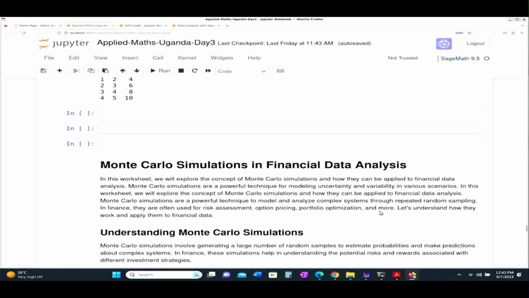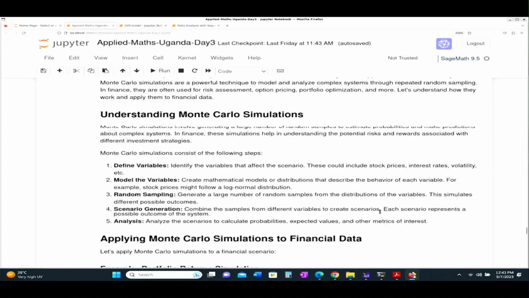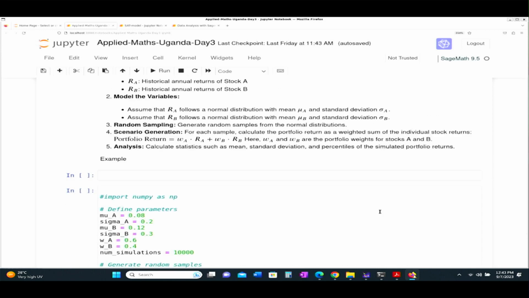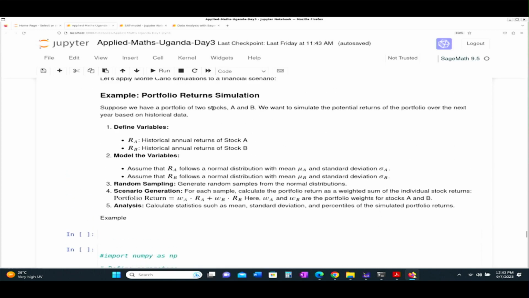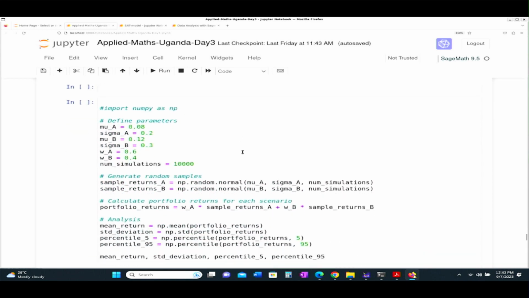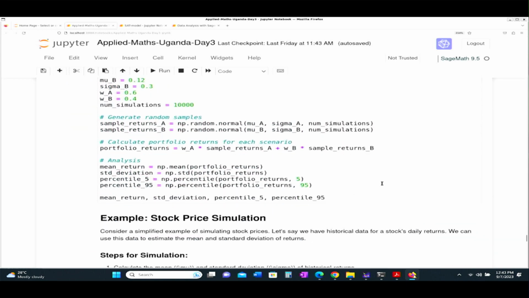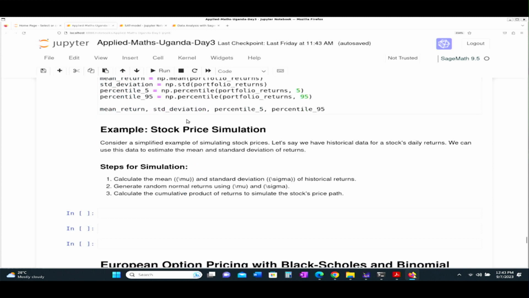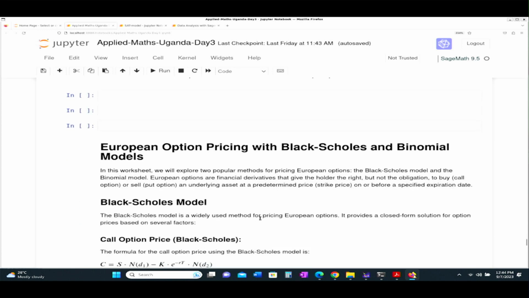So here, we're just looking at Monte Carlo simulation of data. And then we did a portfolio return simulation, a very simple portfolio return simulation, okay? That will bring some things. And then we did this one for stock price simulation. The first thing you do is to calculate the mean, generate the random returns, and then you calculate the cumulative product of the returns, and then you have the stock paths. That's how you do that.